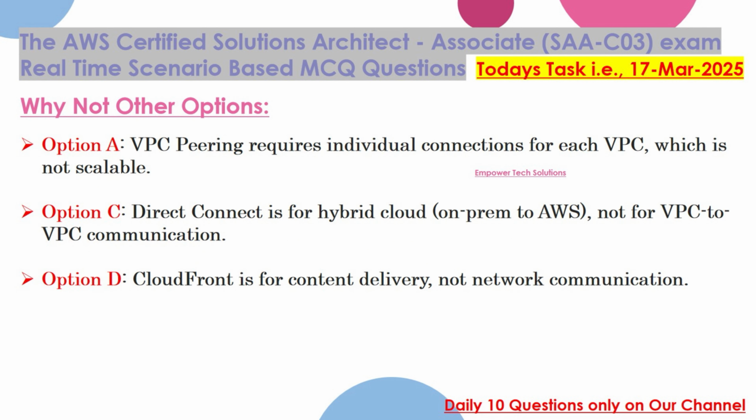Why not other options? Option A. VPC peering requires individual connections for each VPC, which is not scalable. Option C. Direct Connect is for hybrid cloud, on-prem to AWS, not for VPC to VPC communication. Option D. CloudFront is for content delivery, not network communication.